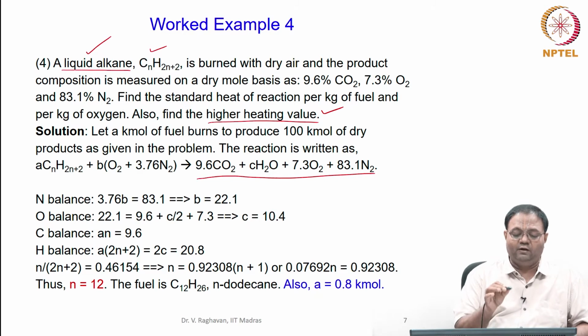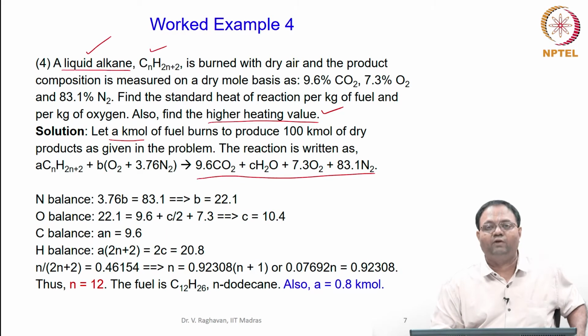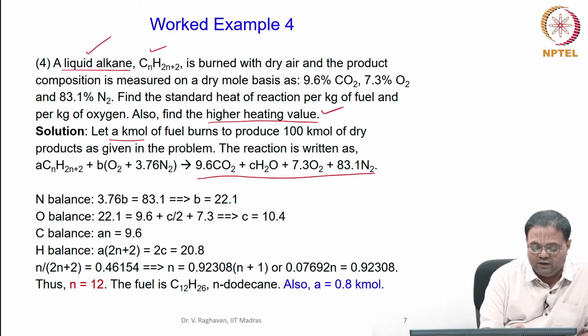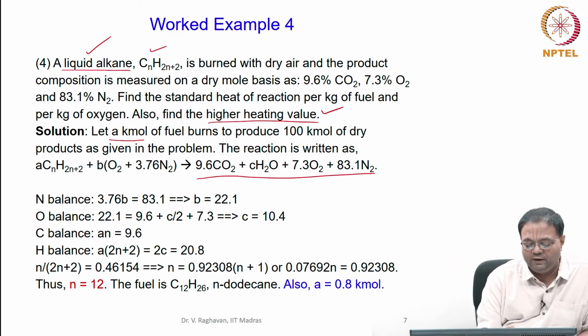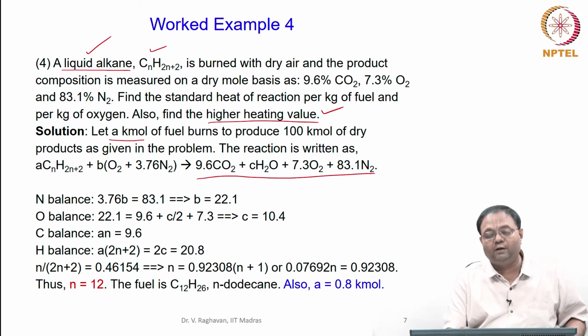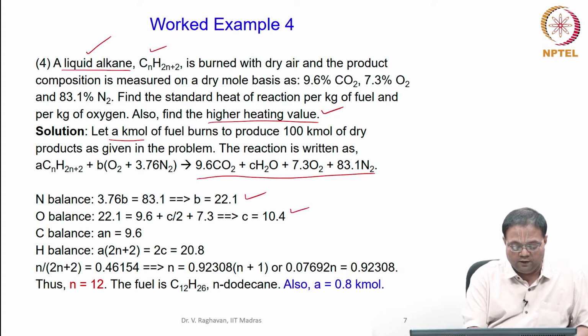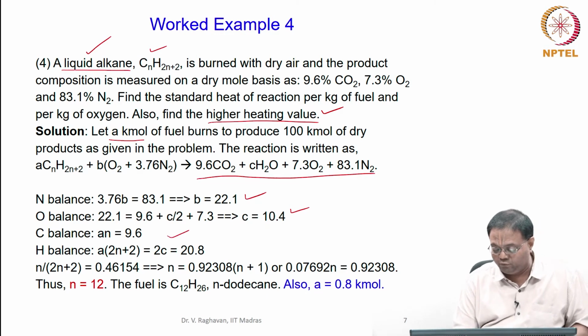Now again, when the dry composition is given and sums up to 100, excluding H2O, we will assume that a kilomole of fuel burns to produce this 100 kilomoles of dry products. So A times CnH2n+2 plus B times (O2 plus 3.76 N2) giving 9.6 times CO2, C times H2O, 7.3 times O2 and 83.1 times N2. Now by N balance you get B, O balance you get C, and C balance and H balance will give the values of n and 2n+2. Now from this you can solve for n, and n comes out to be 12.